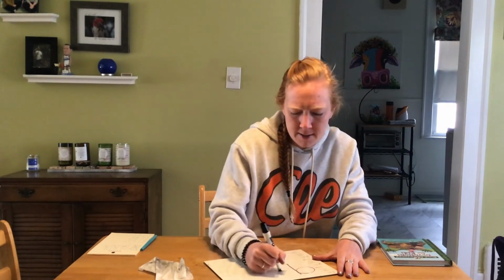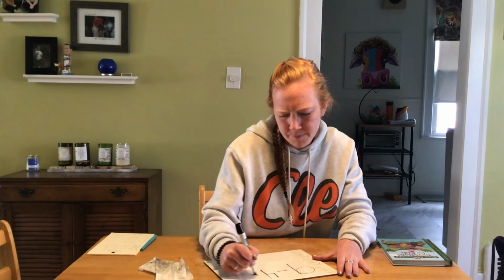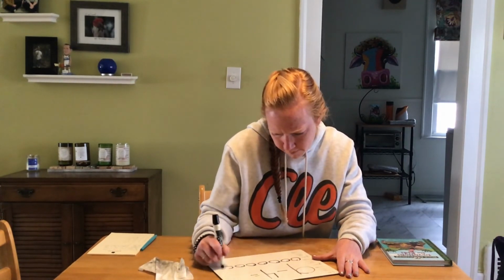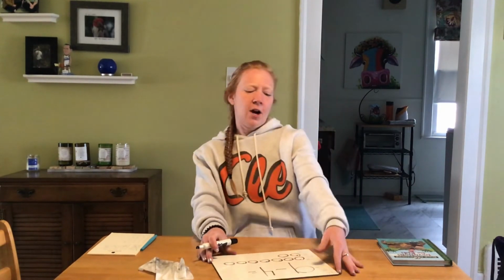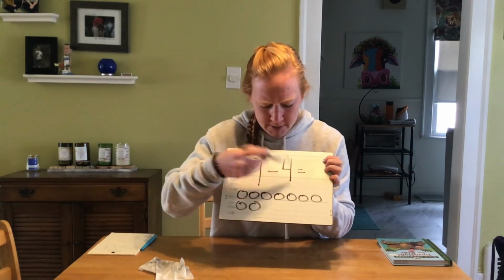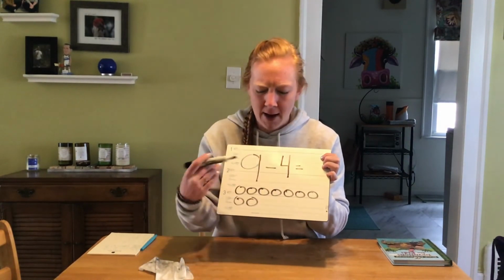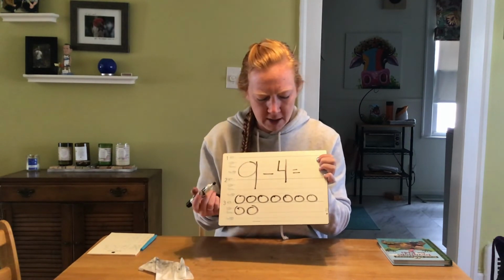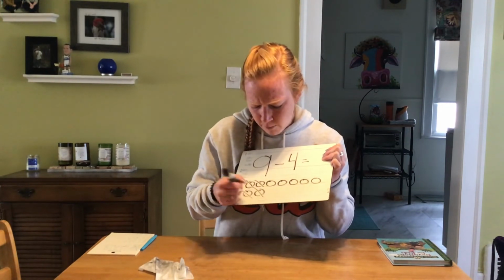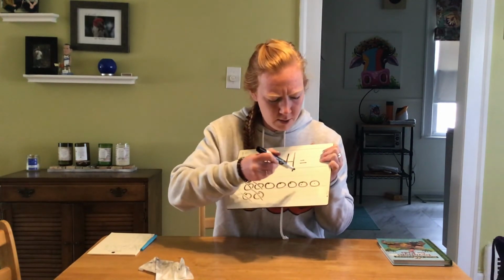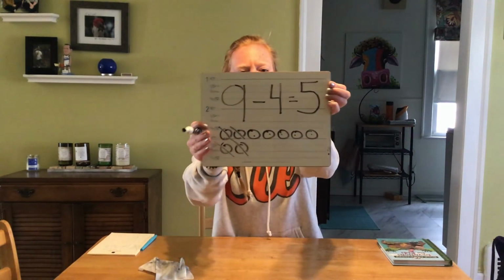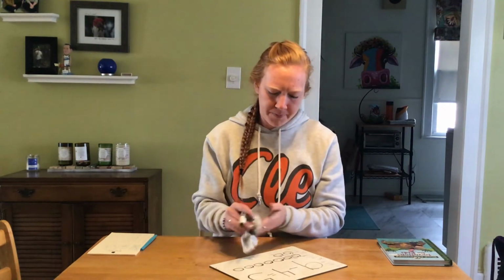Let's try 9 minus 4. Okay, so you can try that on your own, and then we'll do it together with a picture. 9 minus 4. So we started with one big group of 9, and we're going to subtract. The straight line means subtract. We're going to take away 4. 1, 2, 3, 4. Let's see how many we have left. 1, 2, 3, 4, 5. Awesome. 9 minus 4 equals 5.